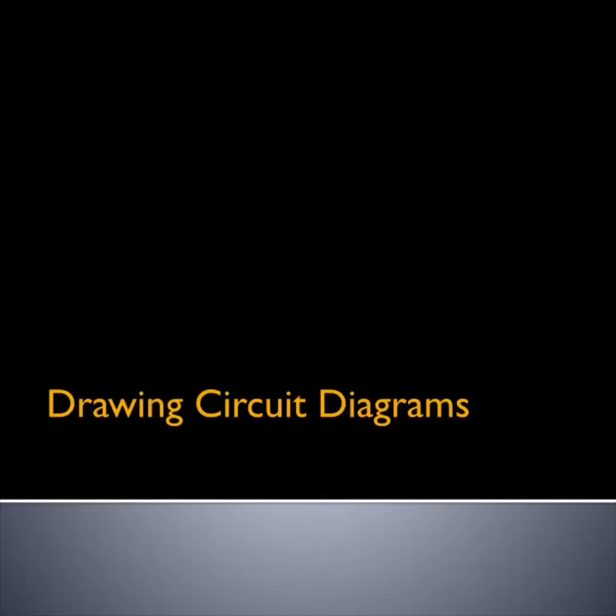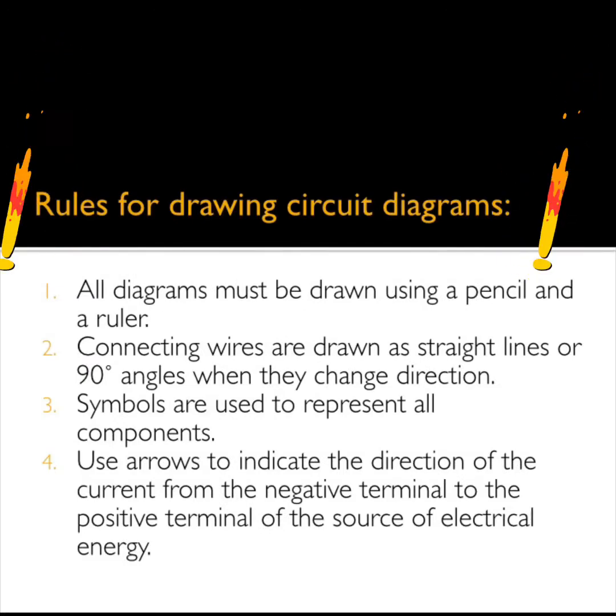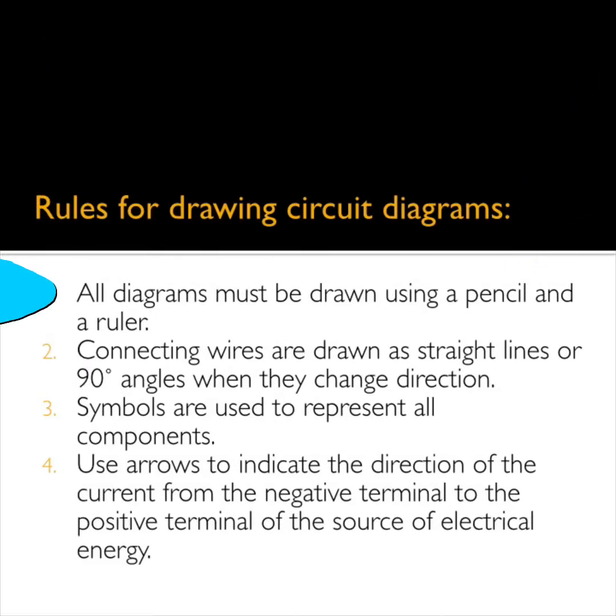And now let's draw some circuit diagrams. Circuit diagrams are used instead of pictorial diagrams because of their simplicity. Circuit diagrams use symbols to represent the different parts of the circuit. Please review the symbols for the different circuit parts. Please follow these rules for drawing circuit diagrams. All diagrams must be drawn using a pencil and a ruler. Connecting wires are drawn as straight lines or 90-degree angles when they change direction. Symbols are used to represent all components.